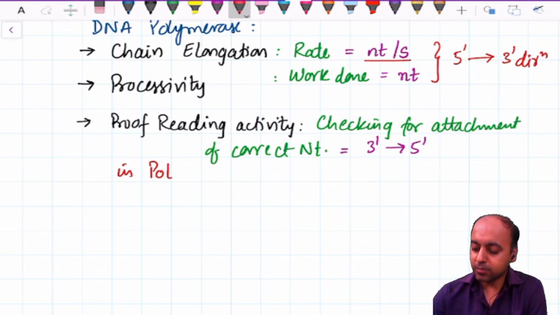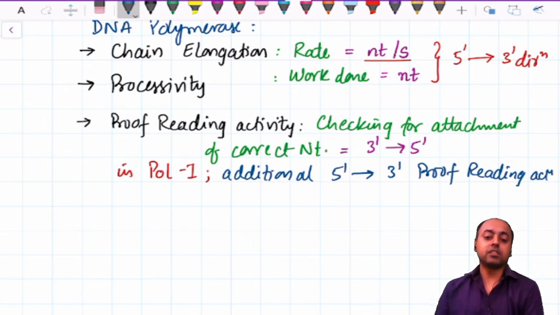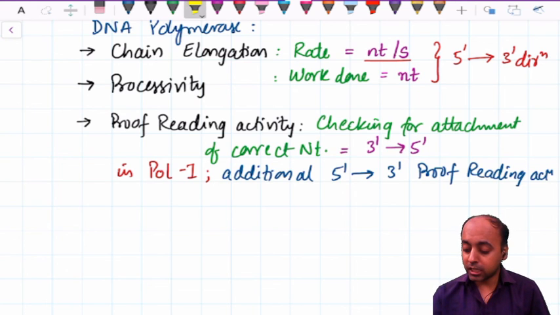In polymerase 1, there is an additional 5 dash to 3 dash proofreading action. This is an extra. In addition to the 3 dash to 5 dash proofreading activity, we have an extra 5 dash to 3 dash proofreading activity, particularly in the polymerase 1.